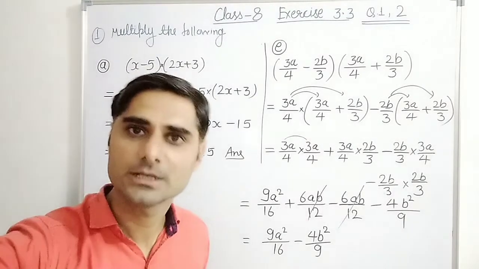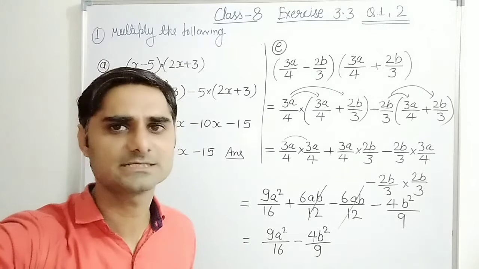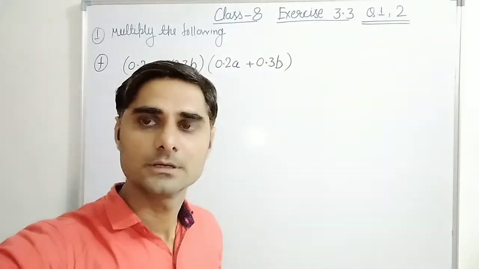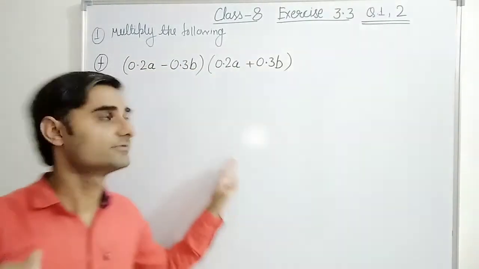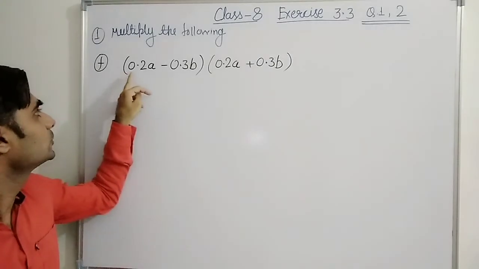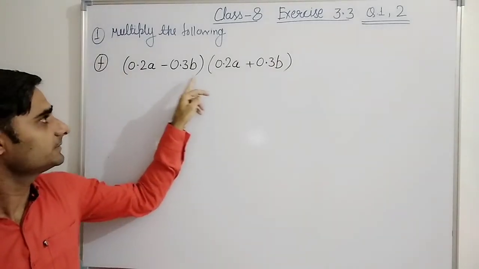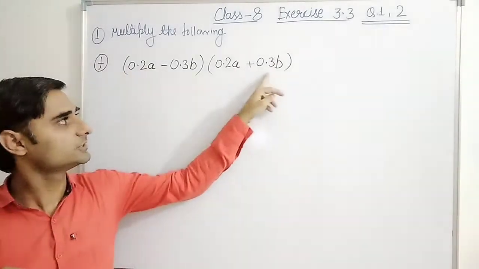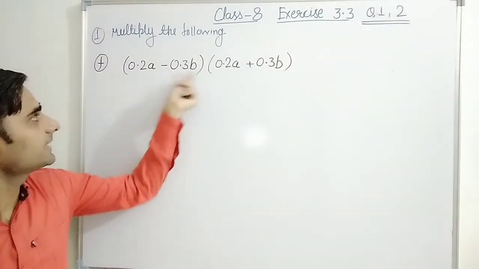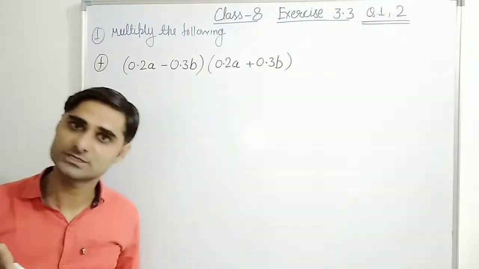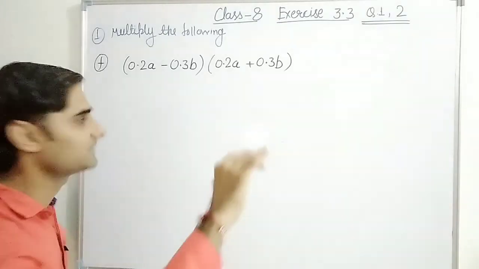Now we will take question number F. So let me erase this one, then we will start. So question number F I have written here, that is 0.2a minus 0.3b, 0.2a plus 0.3b, and we have to multiply these both binomials to each other. Okay, so let's multiply now.